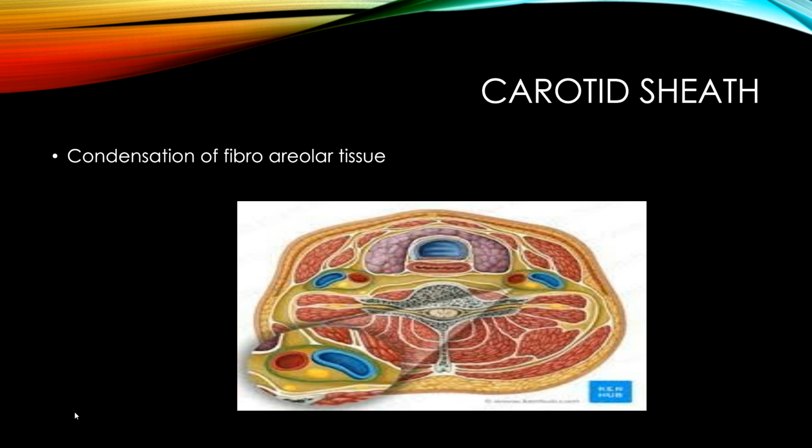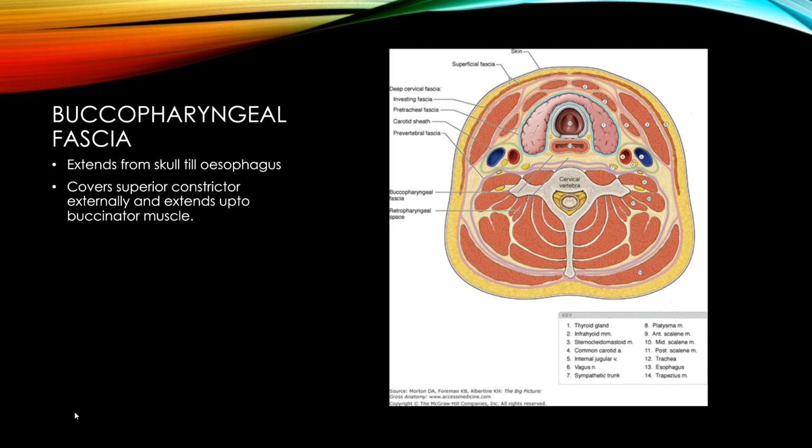Now we see about the buccopharyngeal fascia. This fascia extends from the base of the skull down to the esophagus, and it covers the superior constrictor muscles externally and extends up to the superficial aspect of the buccinator muscle.